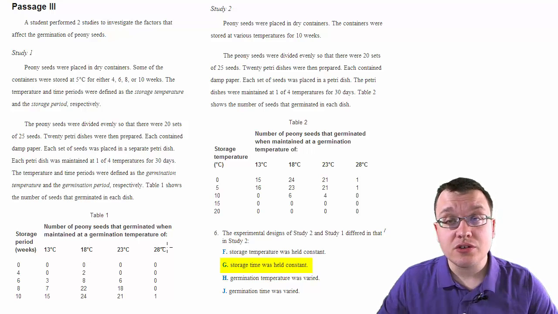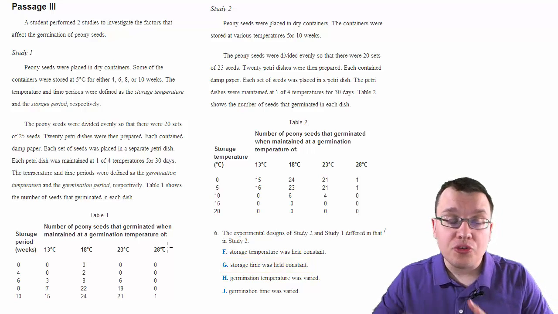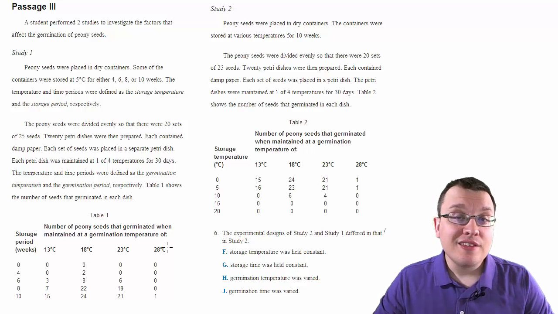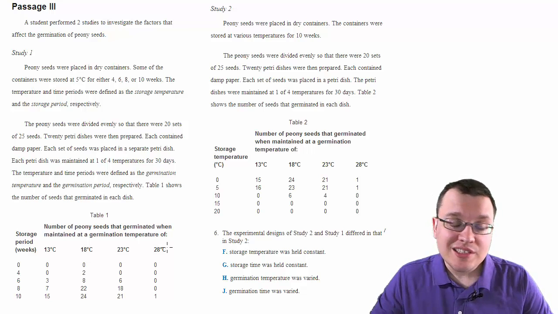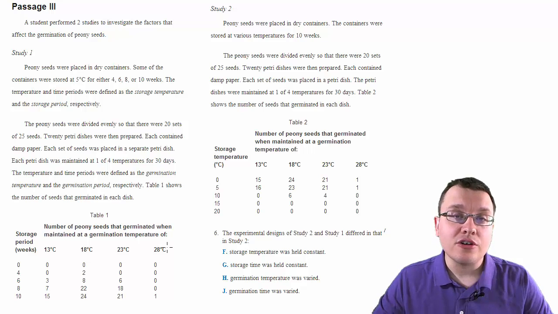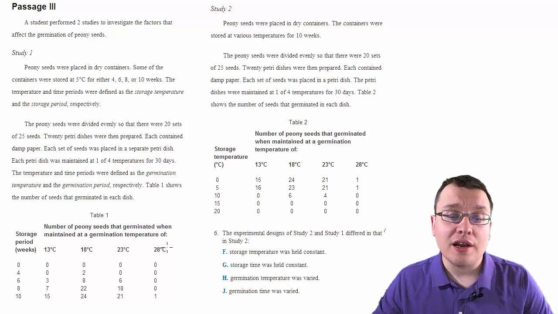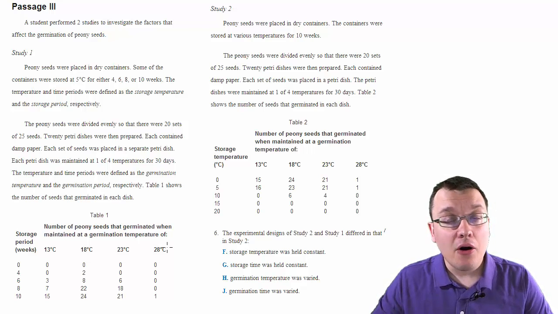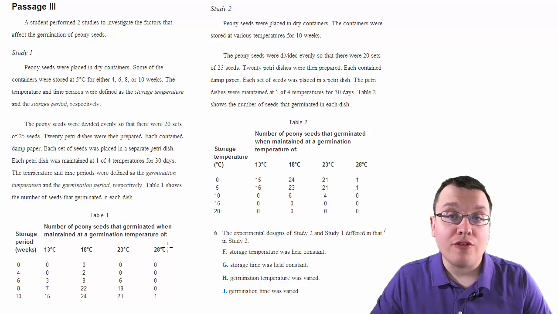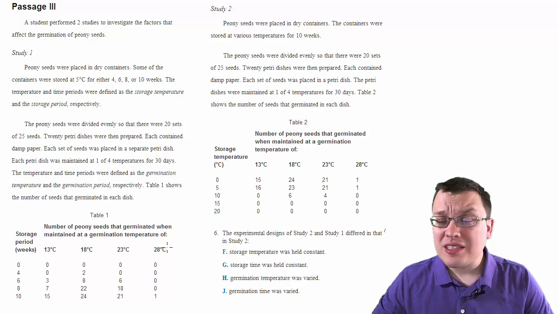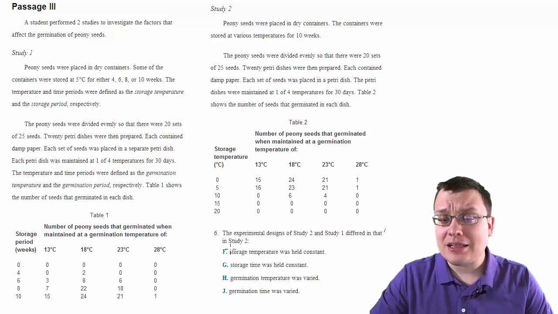And in these research summaries passages, when you've got multiple experiments, multiple studies, sometimes you can get simple questions based on the tables and the figures, but a lot of times you get questions based on experimental design, how the experiment has been set up, and what conclusions we can draw from that experiment. So let's take a look at number 6. It deals with exactly this issue.